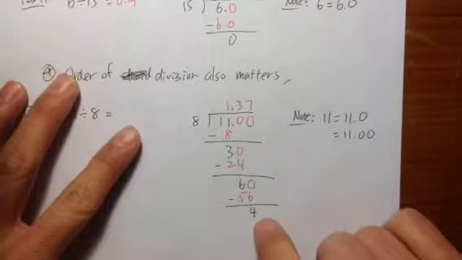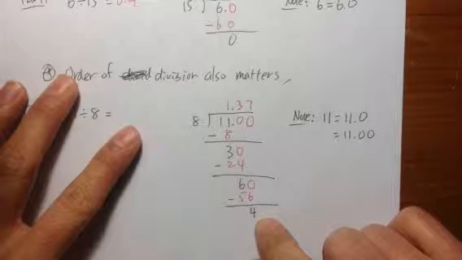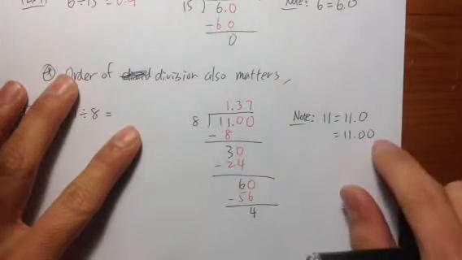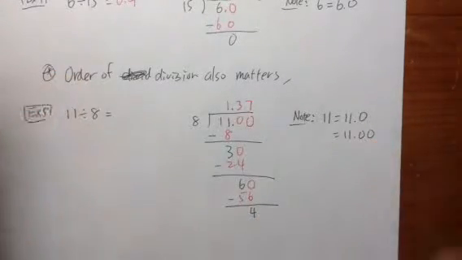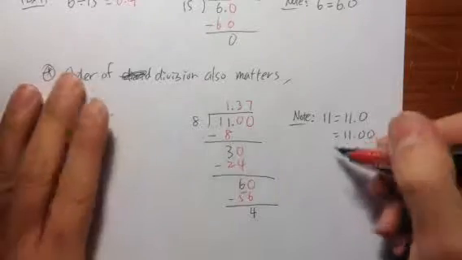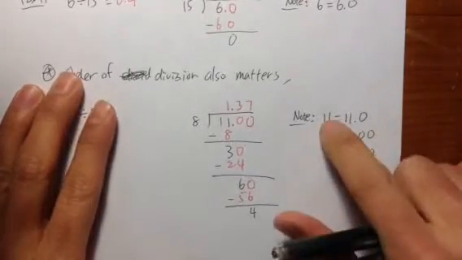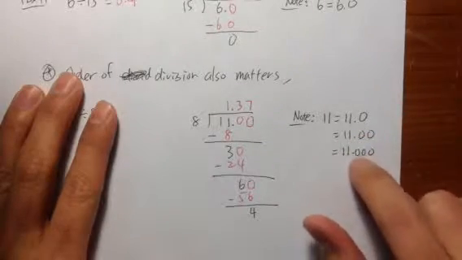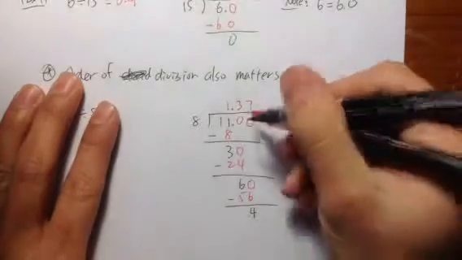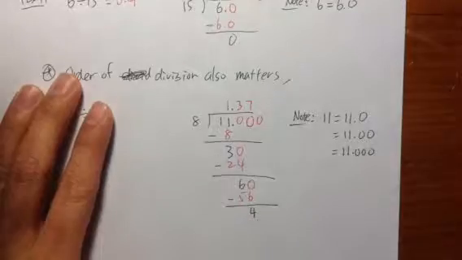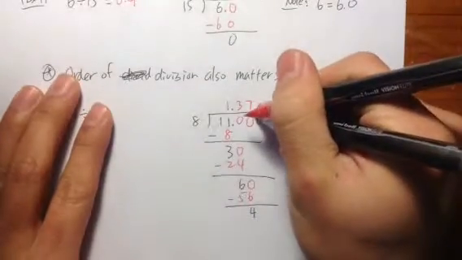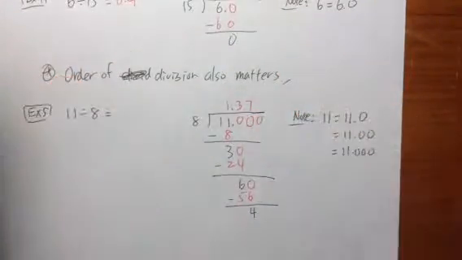Well, we still have a remainder. Guess what? We can just keep adding the 0 right here, and then we can continue this process. Let's try one more. 11 is the same as saying 11.000. So I can add another 0 in the back. And I can also make the long division a little bit longer, right?